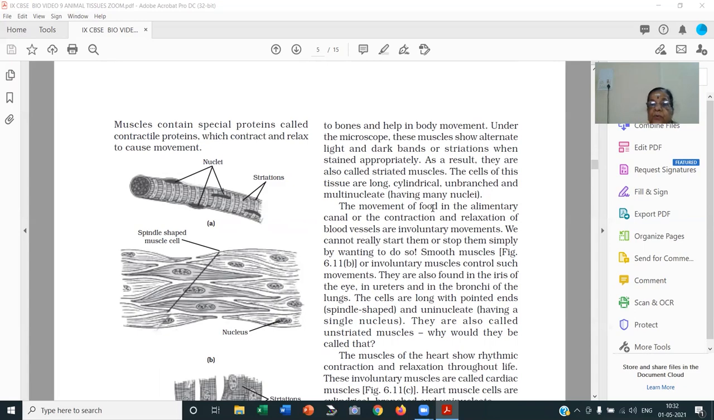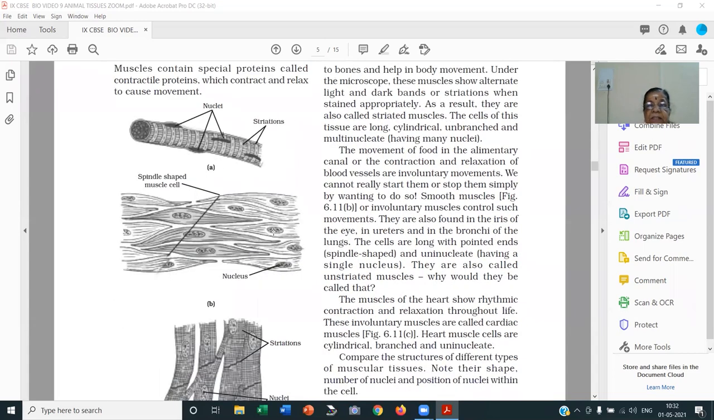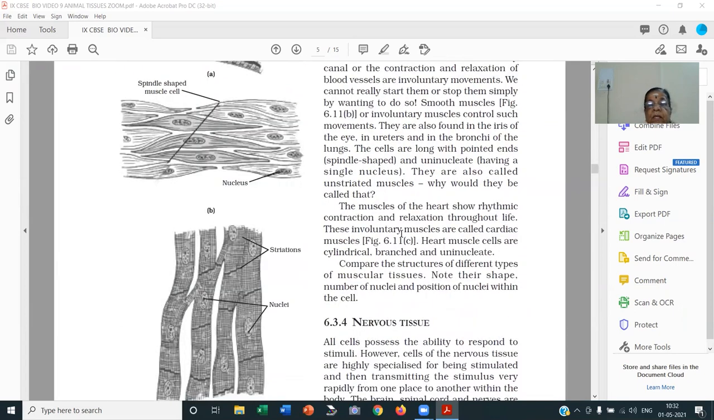The movement of food in the alimentary canal and contraction and relaxation of the blood vessel are involuntary movements. We cannot really start them or stop them. So it is involuntary muscle. Correct? And as I said, it is single. I hope you follow. Then for cardiac muscle, the muscles of the heart.